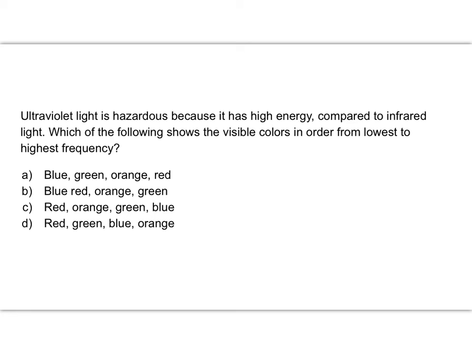So we want to compare the colors in terms of which ones are closest to ultraviolet being the highest energy and red being the lowest. And then it says from lowest to highest. So red is the lowest, so we can cross off the first two. Now, which of these colors go in order from closest to red to closest to violet? That would be this choice: red, orange, green, and blue. That's in order of the rainbow, going from red at the lowest energy toward violet at the highest energy.